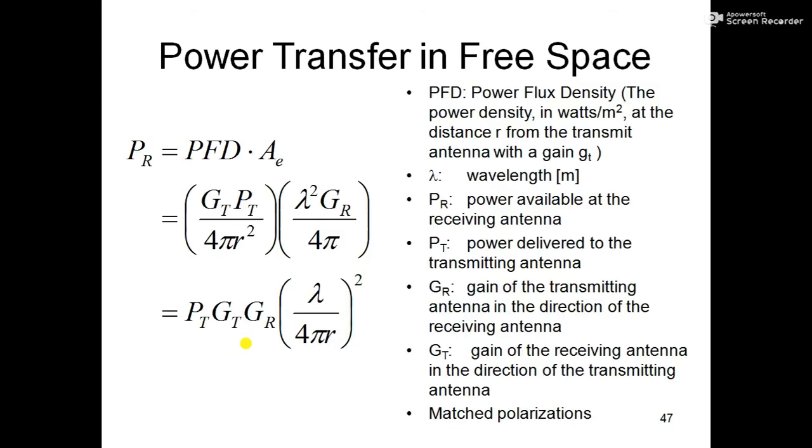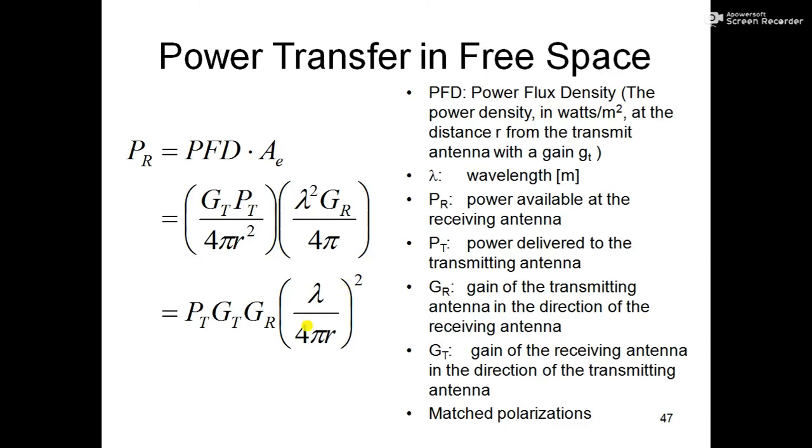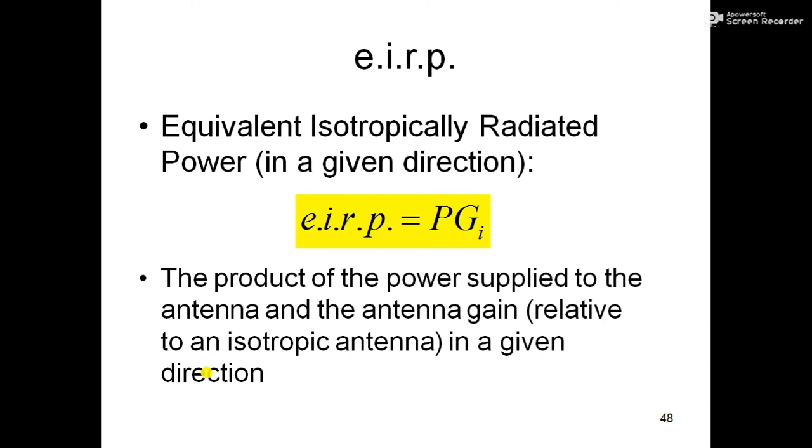Then we have something called effective isotropic radiated power, or equivalent isotropic radiated power, EIRP. EIRP is given by P times G_I. By combining these, it is the product of the power supplied to the antenna and the antenna gain relative to the isotropic antenna in a given direction.